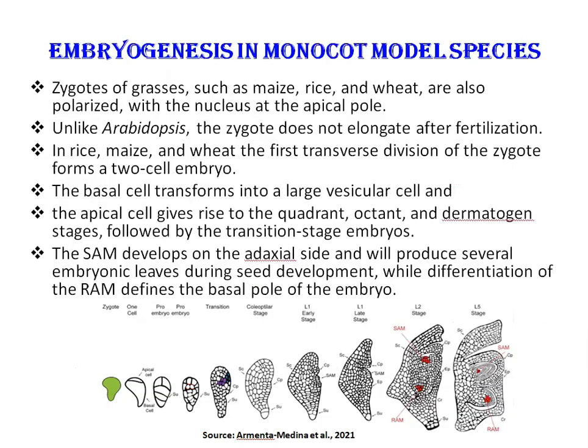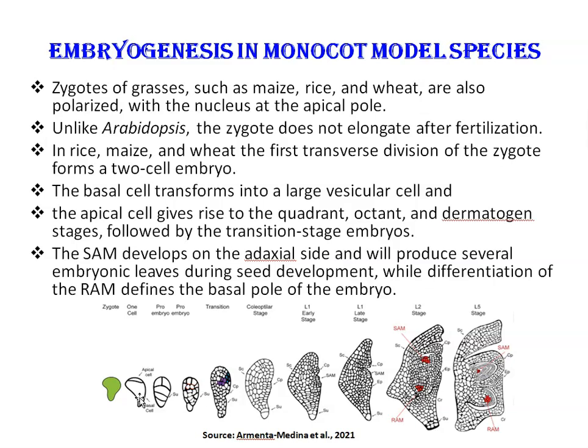Now I will tell you about embryogenesis in monocot model species. The zygote of grasses like maize, rice, and wheat is also polarized, with the nucleus at the apical pole. Unlike Arabidopsis, the zygote does not elongate after fertilization in the case of monocots. In rice, maize, and wheat, the first transverse division of the zygote forms a two-cell embryo. You can see here the different stages of embryo development in monocots. So here, this is a two-cell embryo having an apical cell and a basal cell.